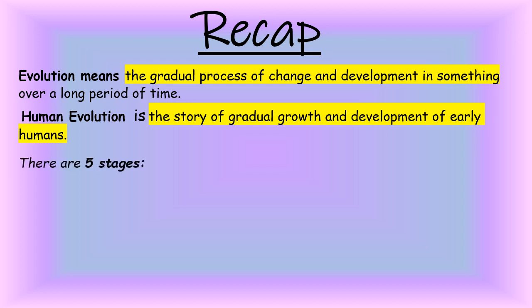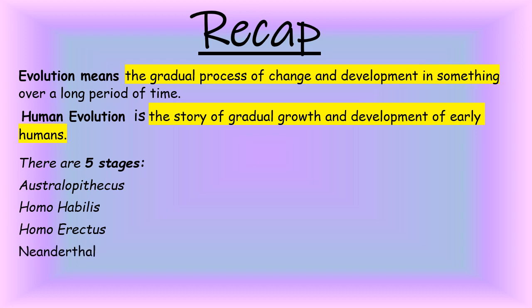Do you remember how many stages there are? There are 5 stages, and these are Australopithecus, Homo habilis, Homo erectus, Neanderthal, and the last one, Homo sapiens. Good children, I'm happy that you all remember.